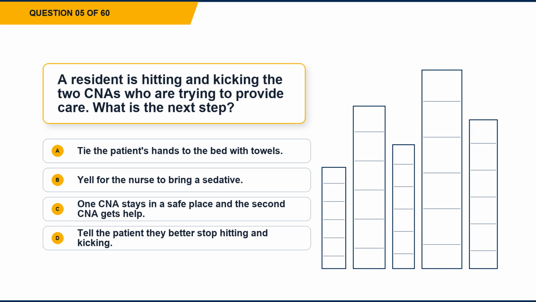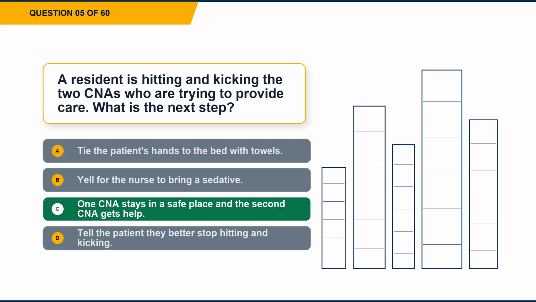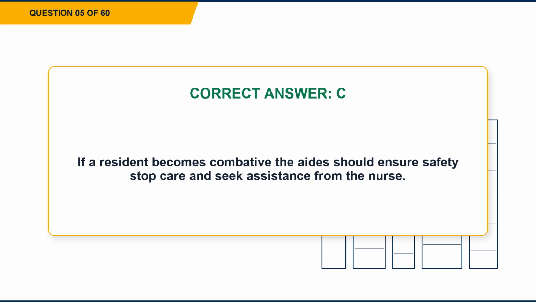Question 5. A resident is hitting and kicking the two CNAs who are trying to provide care. What is the next step? Option A, tie the patient's hands to the bed with towels. Option B, yell for the nurse to bring a sedative. Option C, one CNA stays in a safe place and the second CNA gets help. Option D, tell the patient they better stop hitting and kicking. The correct answer is option C. Explanation: if a resident becomes combative, the aide should ensure safety, stop care, and seek assistance from the nurse.